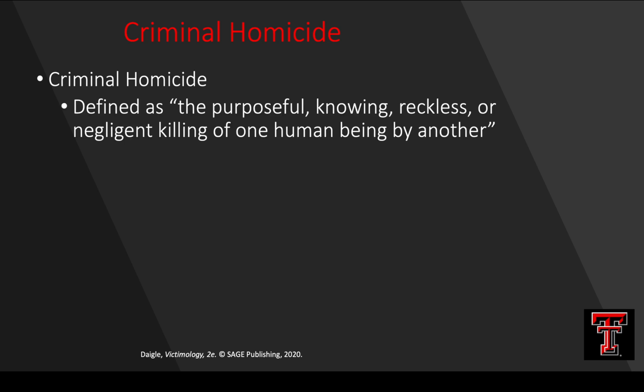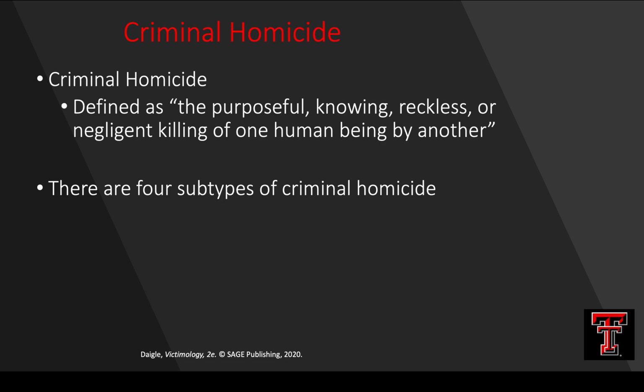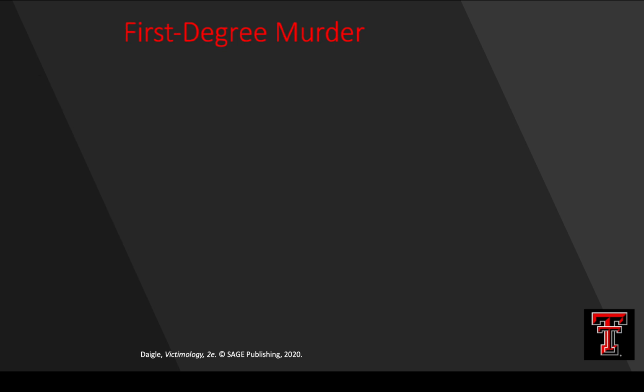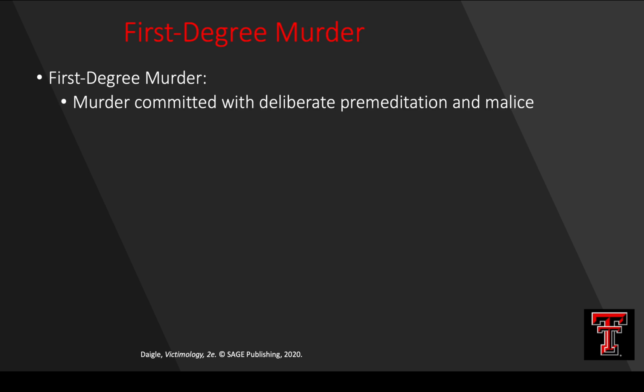So the next type is criminal homicide. This is the purposeful, knowing, reckless, or negligent killing of one human being by another. There are 4 subtypes of criminal homicide: first-degree murder, second-degree murder, felony murder, and manslaughter. So first we're going to talk about first-degree murder. This is murder committed with deliberate premeditation and malice.